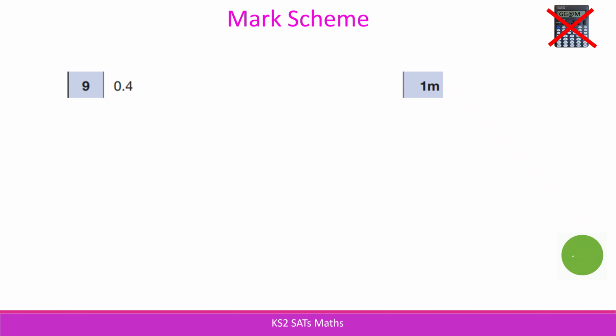The mark scheme on this question shows the answer is 0.4 for 1M, which means 1 method mark.